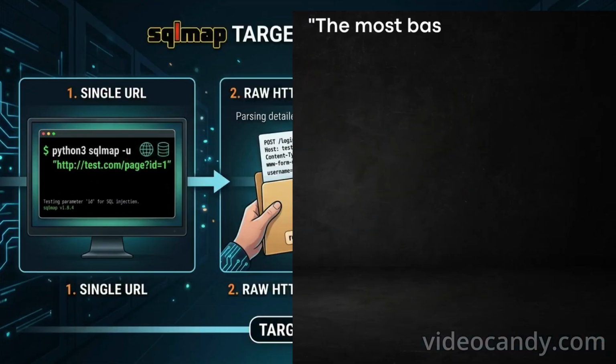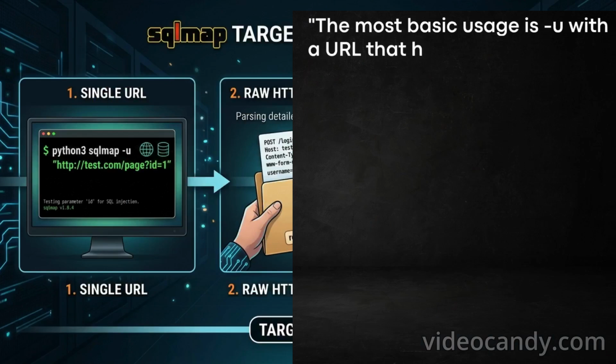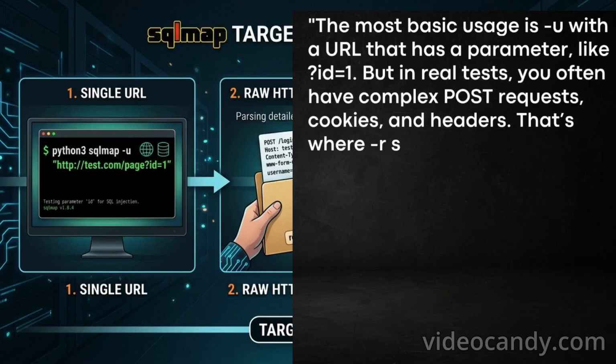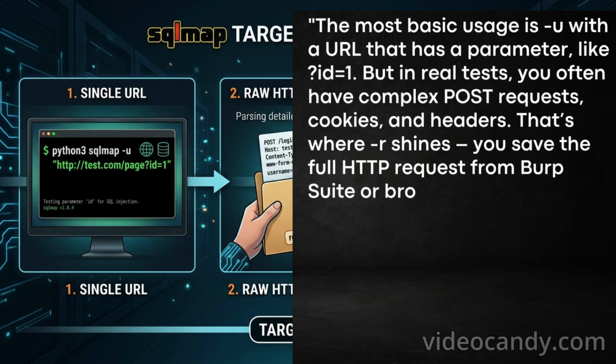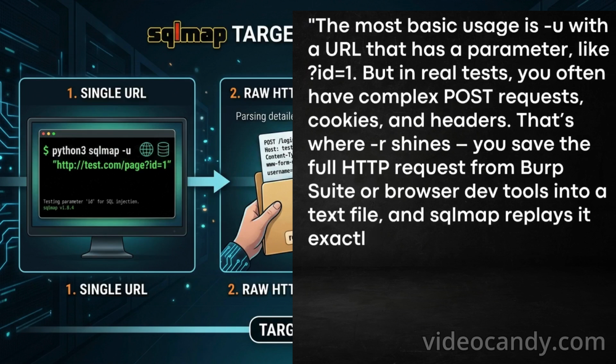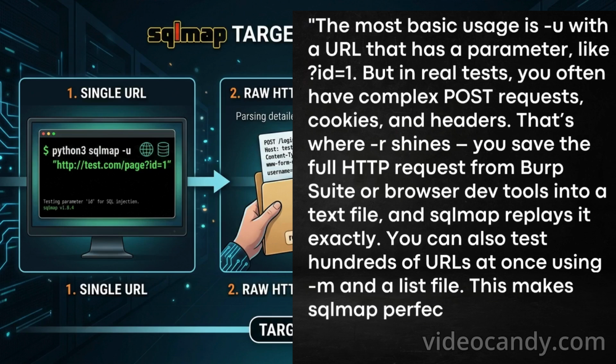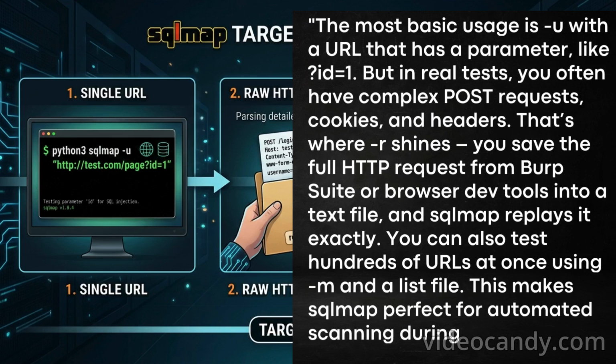The most basic usage is -u with a URL that has a parameter like id equals 1. But in a real test you often have complex POST requests, cookies and headers. That's where -r shines. You save the full HTTP request from Burp Suite or browser DevTools into a text file and SQL Map replays it exactly. You can also test hundreds of URLs at once using -m and a list file. This makes SQL Map perfect for automated scanning during a penetration test.